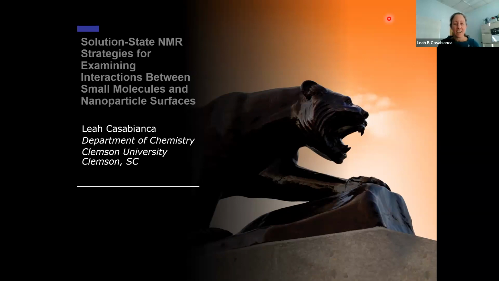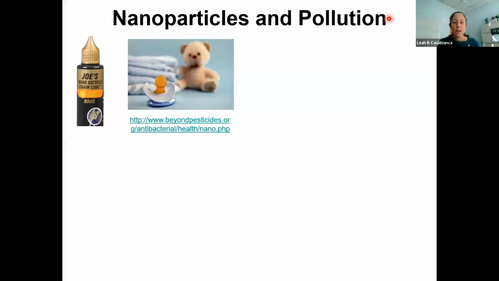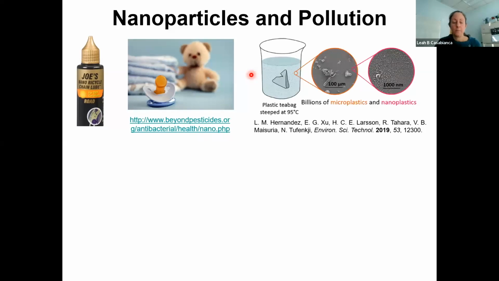So I'm going to talk today about some solution state NMR strategies for examining interactions between small molecules and nanoparticle surfaces. Our motivation for this is that the use of nanoparticles in our everyday life has been increasing. From these nano bicycle chain loops, to silver nanoparticles that are even used in baby products for their antibacterial properties, to even the problem of plastic nanoparticles.